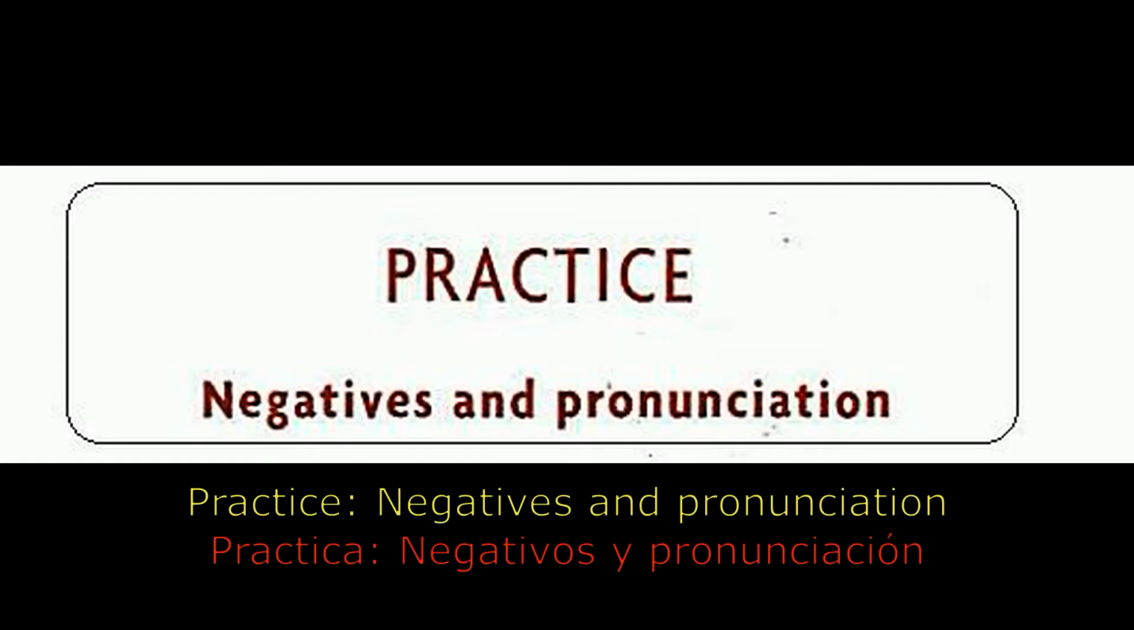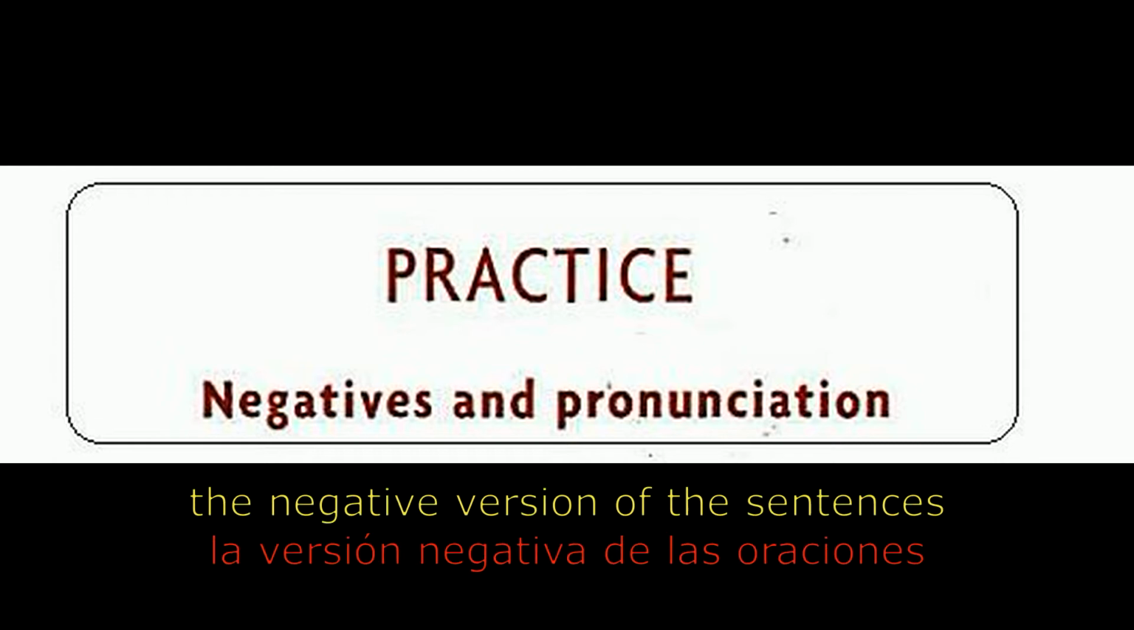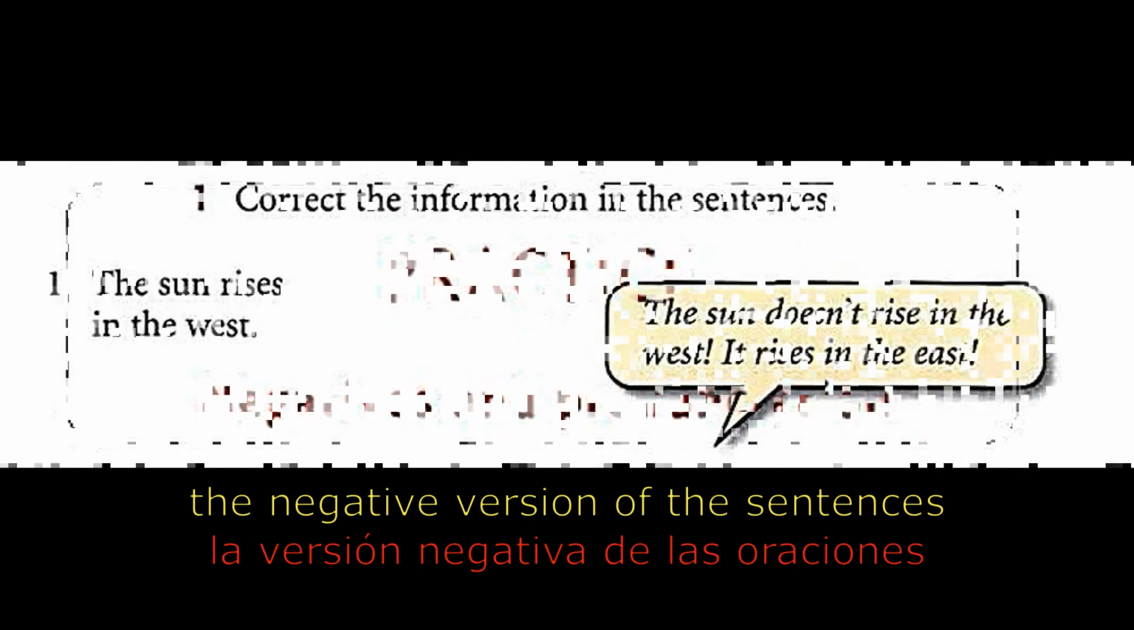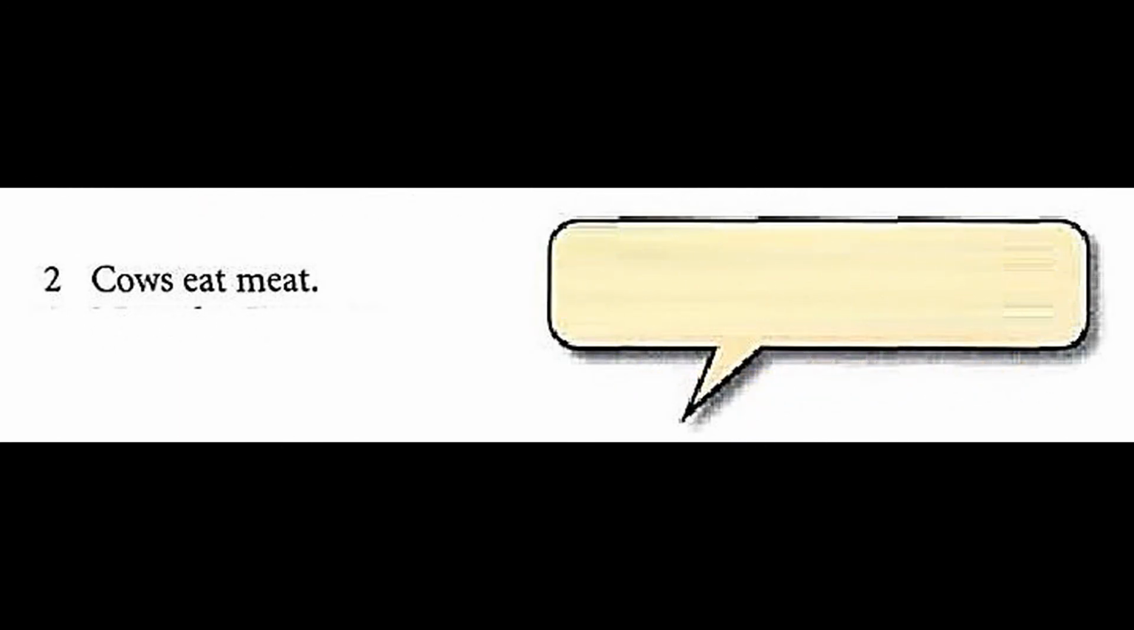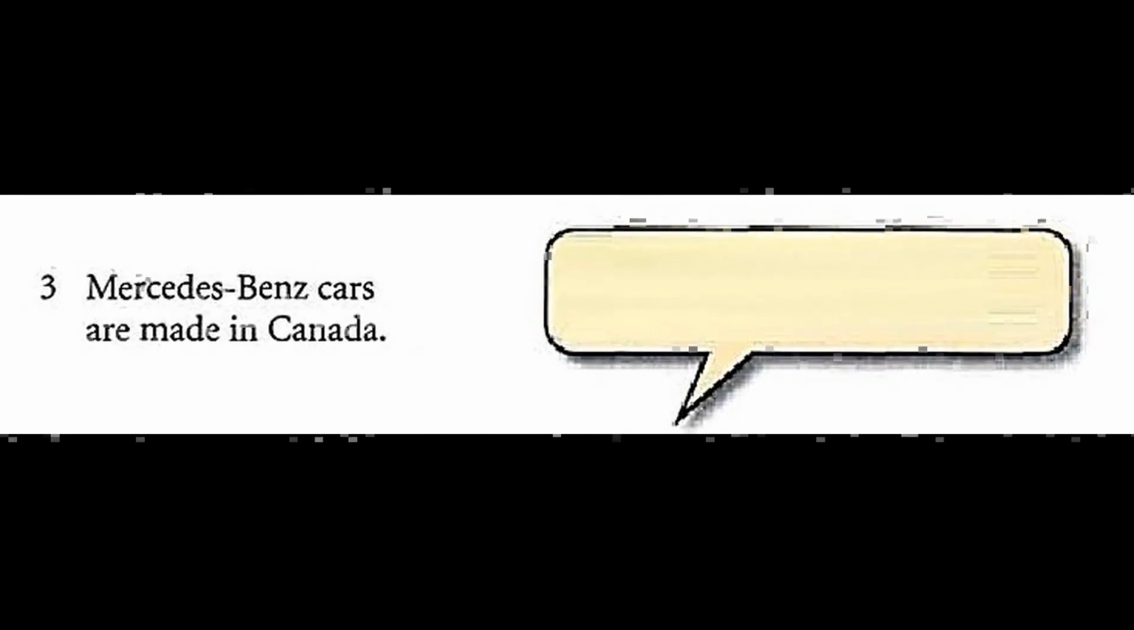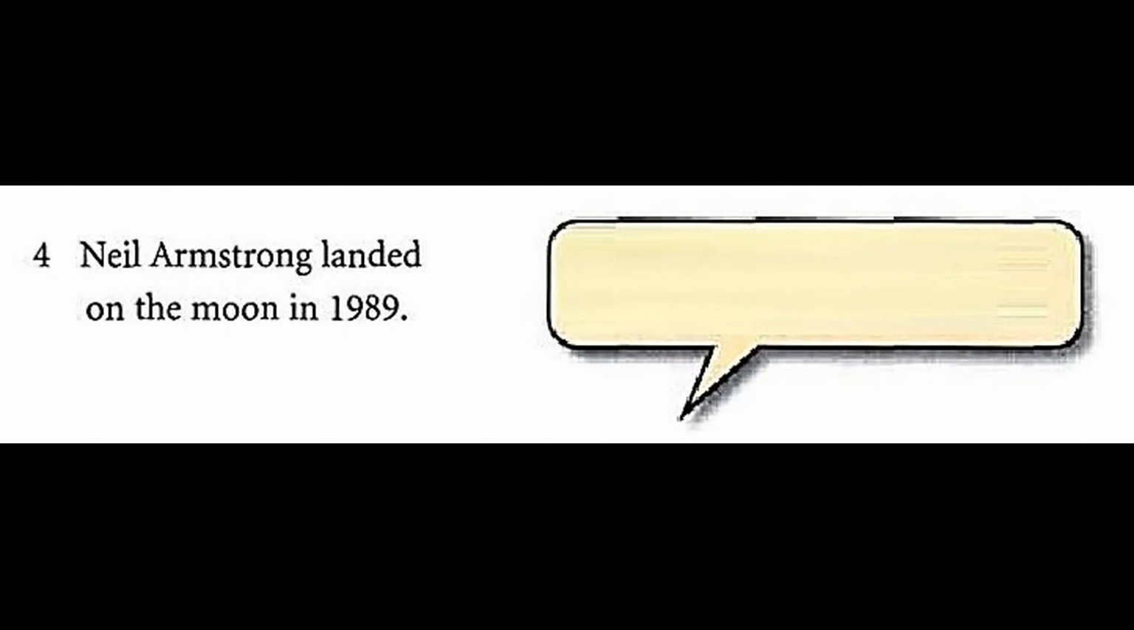Practice negatives and pronunciation. In this activity, you have to write in your copybook the negative version of the sentences. 1. The sun doesn't rise in the west, it rises in the east. 2. Cows don't eat meat, they eat grass. 3. Mercedes-Benz cars aren't made in Canada, they're made in Germany. 4. Neil Armstrong didn't land on the moon in 1989. He landed in 1969.